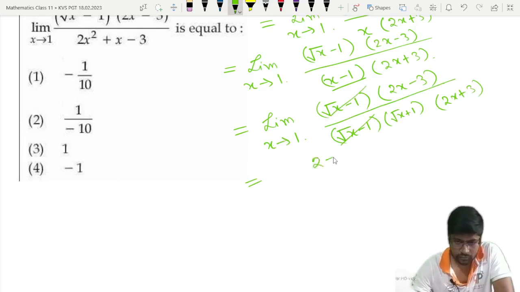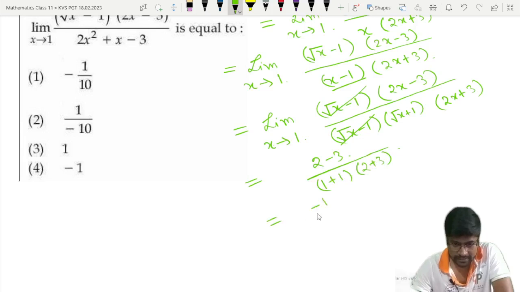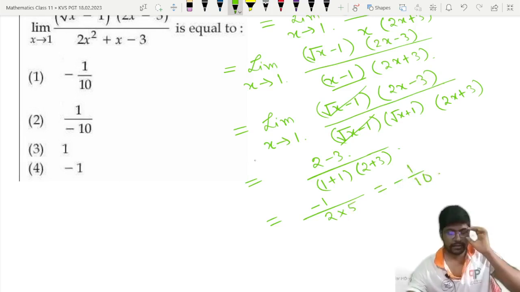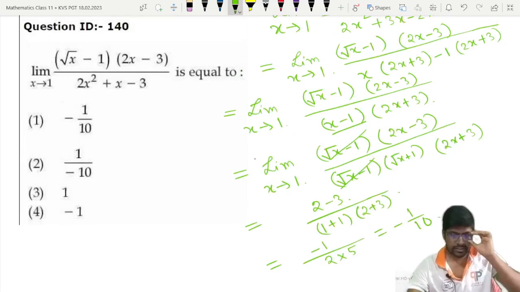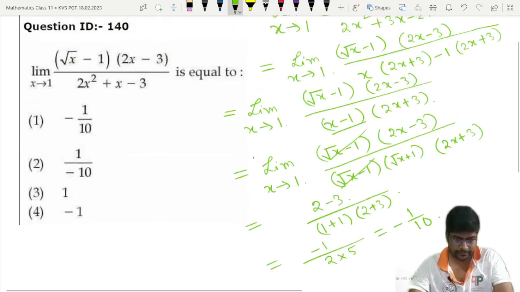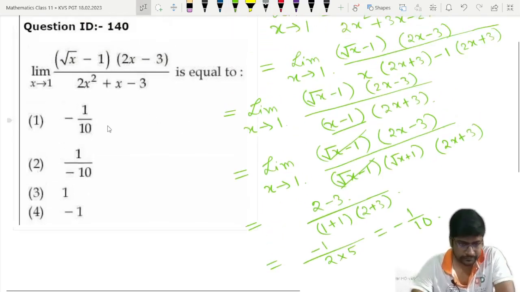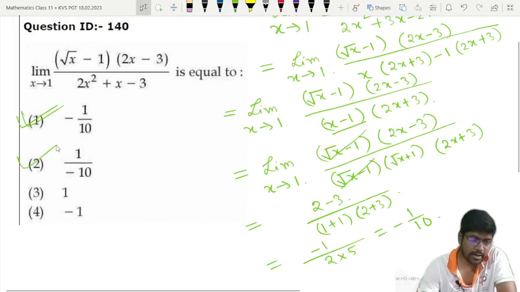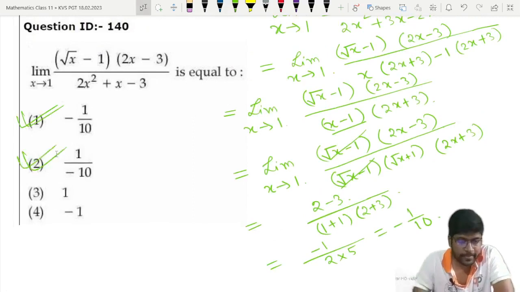So we will get 2 minus 3 divided by 1 plus 1 into 2 plus 3. So this is the value of the limit. This is equal to minus 1 divided by 2 into 5, so minus 1 by 10. Minus 1 by 10, this is the value of the limit. Here you can see the options. Option 1 and option 2 both are the same, so both the options are correct here.